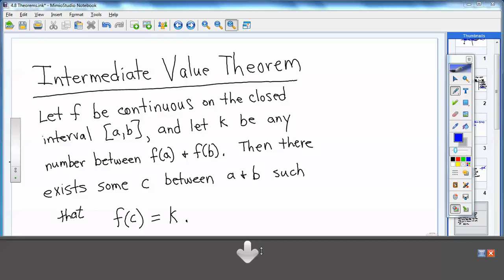So if you have this, if you have a continuous function, you got a closed interval, and k is any value in between the endpoints, then there has to be some c between a and b. Now remember, a and b are x values. They're your endpoints on the x-axis, right? So there has to be some x value in between, we'll call it c, where the y value at that point, f of c, is equal to k.